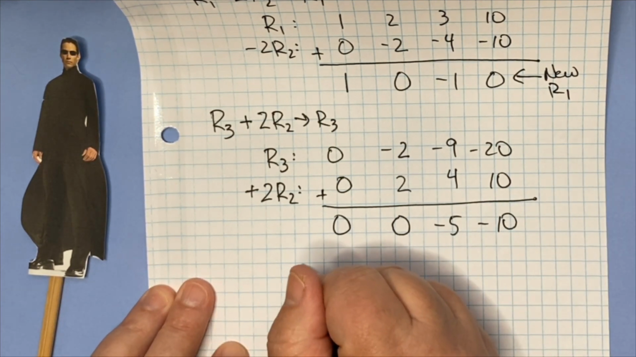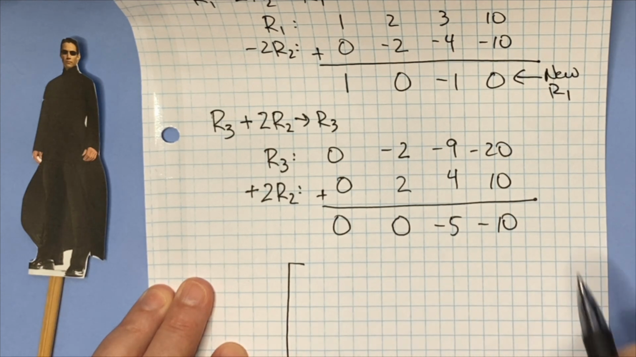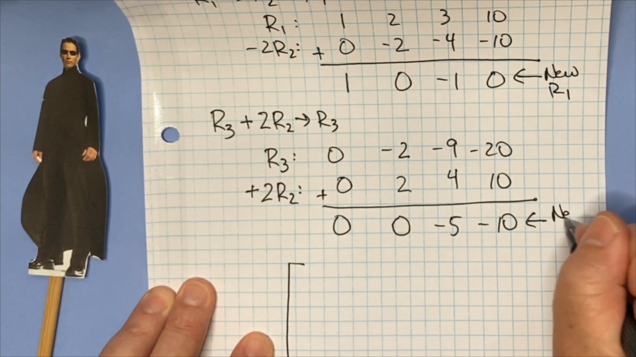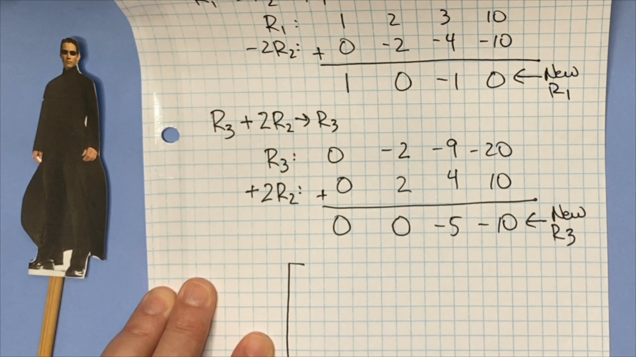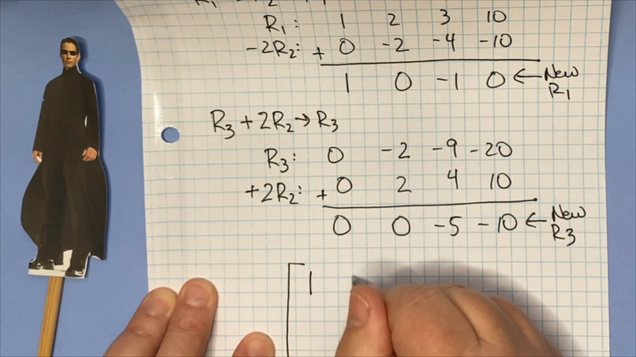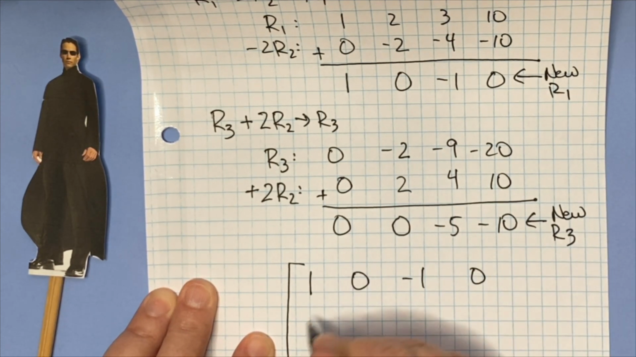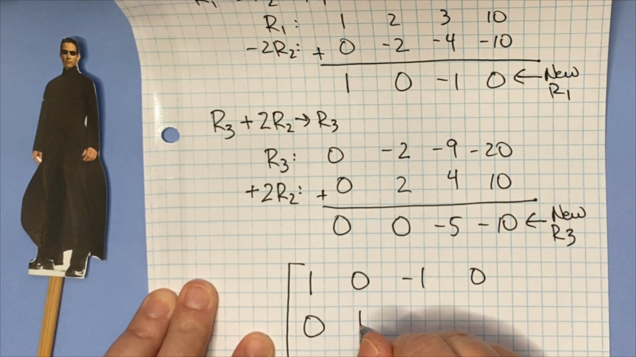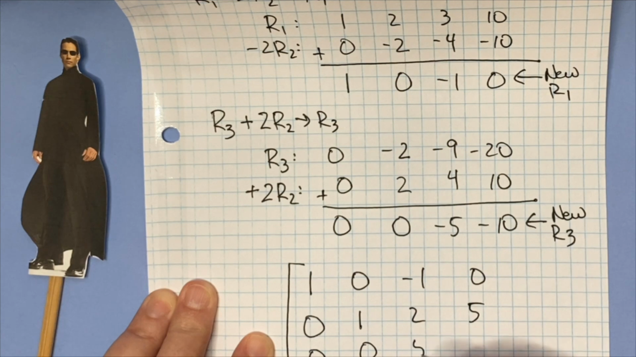And so my new matrix looks like I've replaced both row 1 and row 3. So I've got 1, 0, -1, 0. Then I've got the old row 2, 1, 2, 5, and then 0, 0, -5, -10.